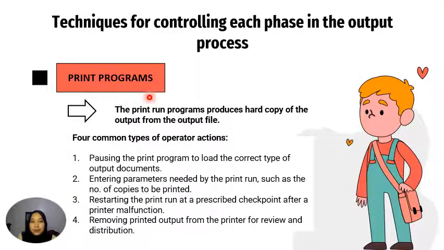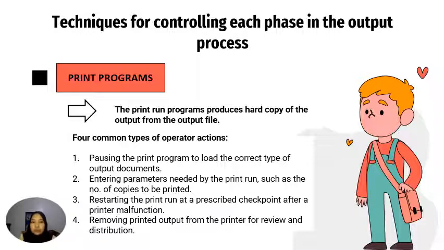The print program controls are designed to deal with two types of exposure presented by this environment. First is the production of unauthorized copies of output. Second is employee browsing of sensitive data. Some print programs allow the operator to specify more copies of output than the output file calls for. So this allows the possibility of producing unauthorized copies of output.